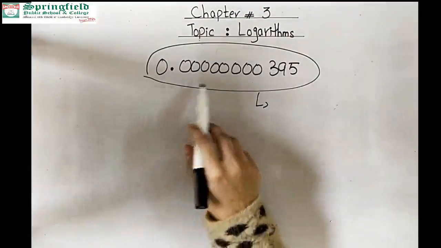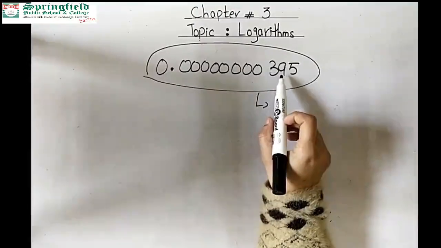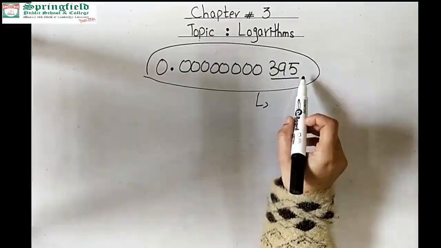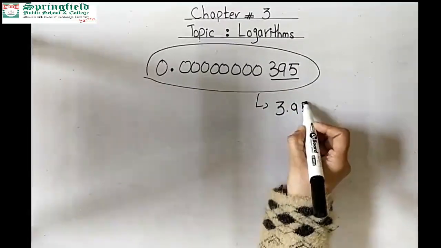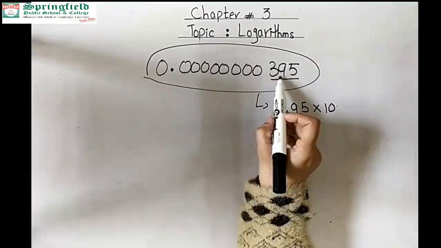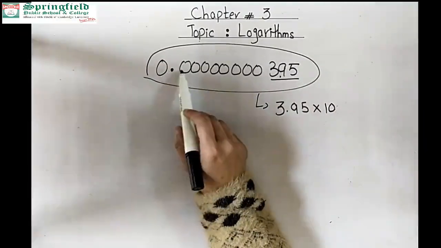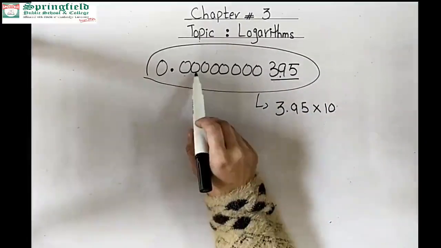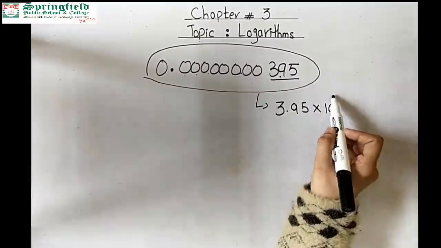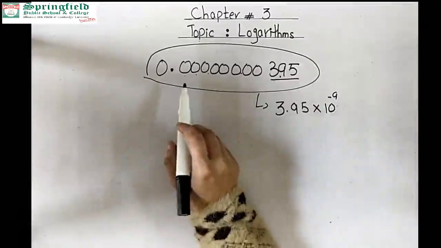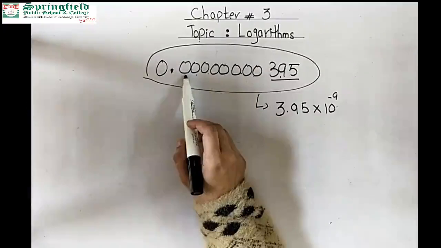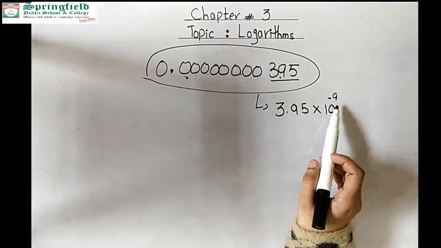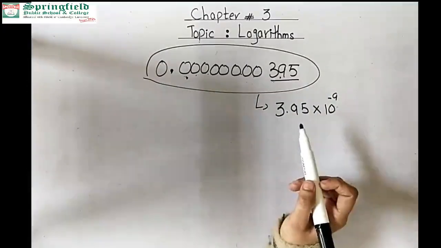So how can we write these types of numbers in scientific notation? As we know, we will write the point after just one digit. The non-zero digits are 395, so we will write 3.95. Then multiply 10 power. Now count the digits as the point moves from left to right. How many steps does the point move to the right side? 1, 2, 3, 4, 5, 6, 7, 8, 9. So we will write 9, but the sign will be minus. It means when the point moves from left to right, we write the power in negative form. And when the point moves right to left, we write the power in positive form.